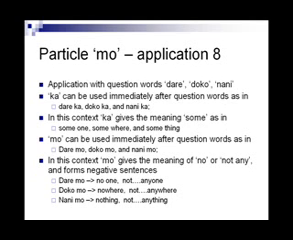This gives a sense opposite to the one obtained by adding ka. The combination of mo with these questions gives the meaning of no or not any. These form negative answers or statements. Dare ka means someone, but dare mo means no one or not anyone. Doko ka means somewhere, but doko mo means nowhere or not anywhere. Nani ka means something, but nani mo means nothing or not anything.